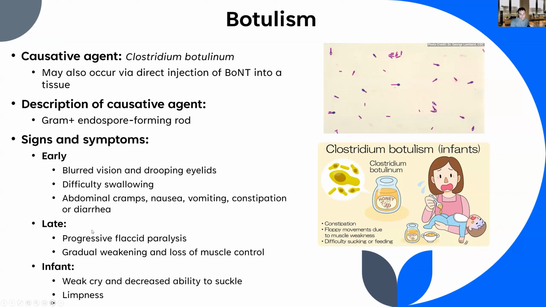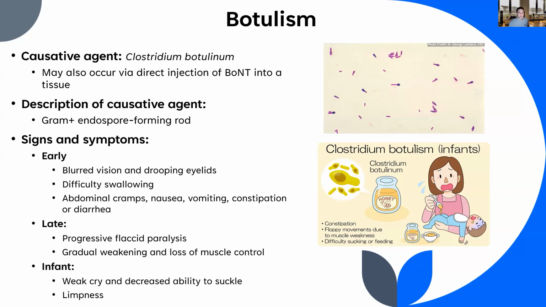Then later on, you're going to note progressive flaccid paralysis. So in tetanus, you get that rigid sort of contraction of the muscles, and that's where the paralysis comes in. You just physically can't uncontract the muscles. Just imagine having your entire body being a Charlie horse.